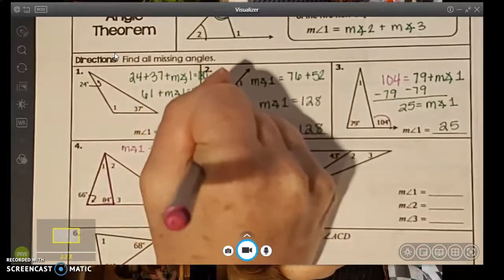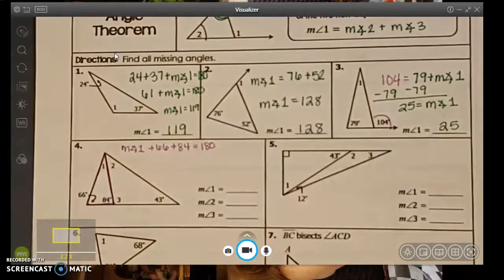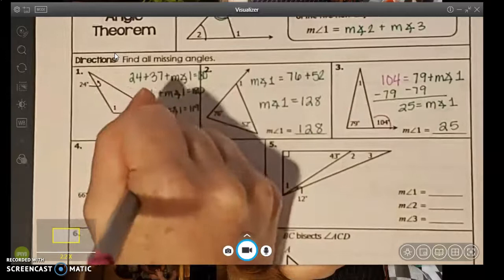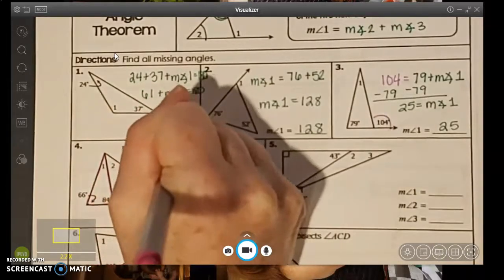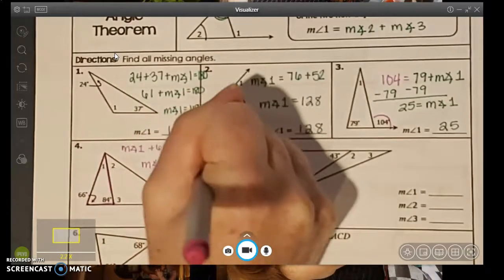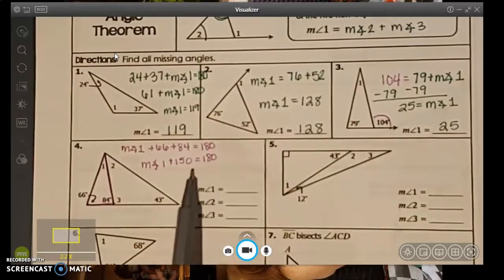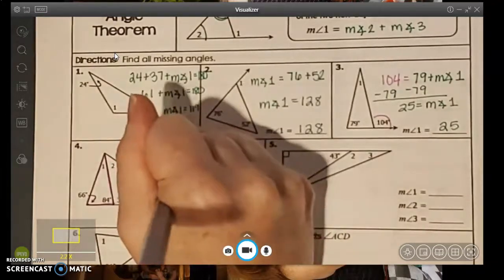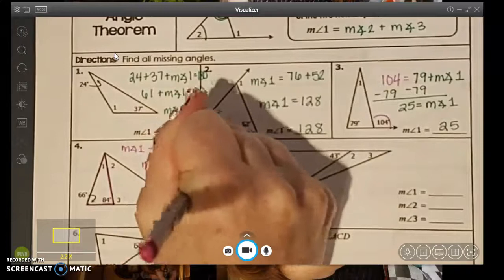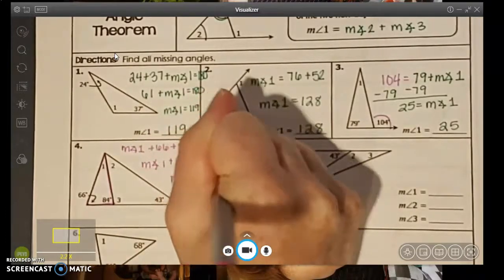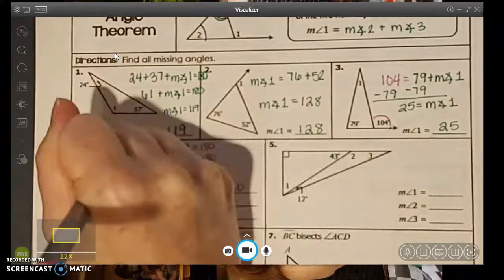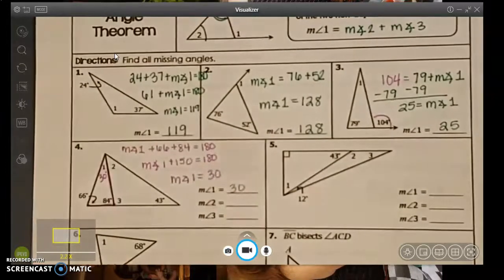Okay, so I'll add 66 and 84, and that is equal to 150. Remember what I said: find the sum of those two angles, subtract from 180. So I'm going to take 180 and subtract 150, and the measure of angle 1 will be equal to 30. I'm going to write it in there just so I know that I found the measure of that angle.